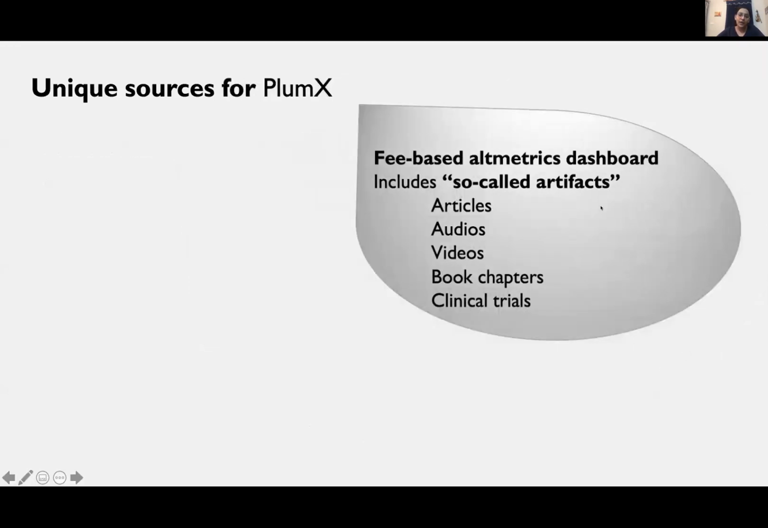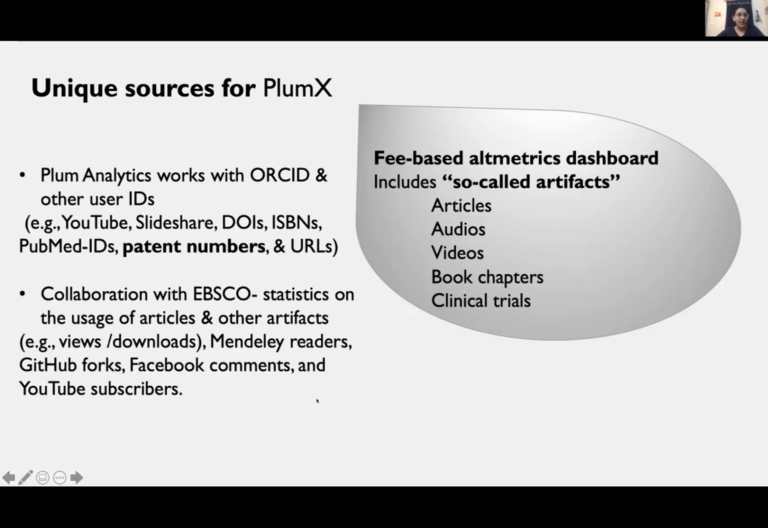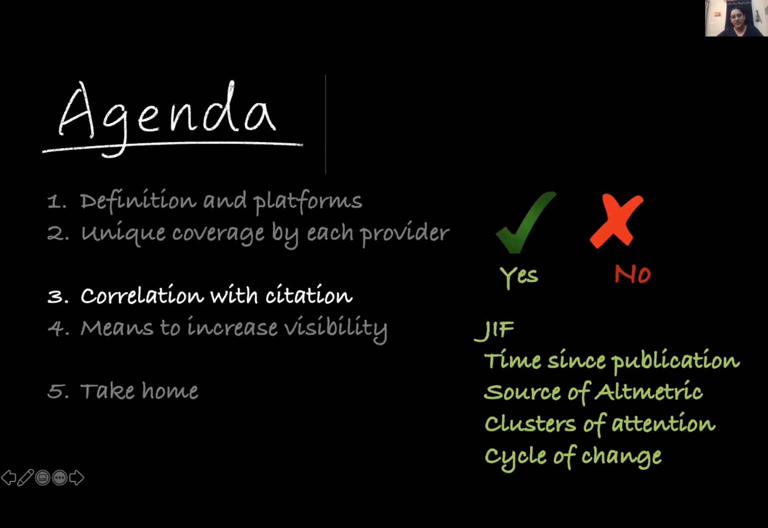And for Plumx, digging deeper, it captures these so-called artifacts like videos, audios. Suppose you record a talk, it's on YouTube, so this will be captured by Plumx. Book chapters, which are again not captured elsewhere, but a lot of these are used in clinical trials, or if there are new trials that are registered in the protocols list, your previous work, then that would be counted as well. So it works with ORCID and the other IDs, and even patent numbers, as I said earlier. So it includes various aspects.